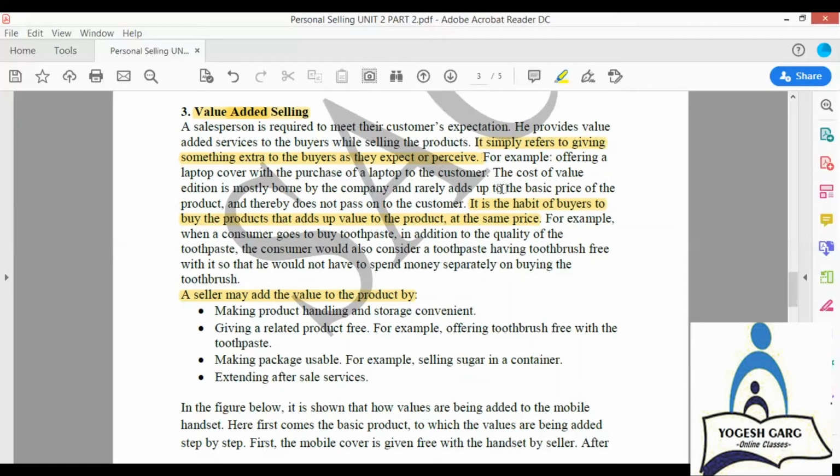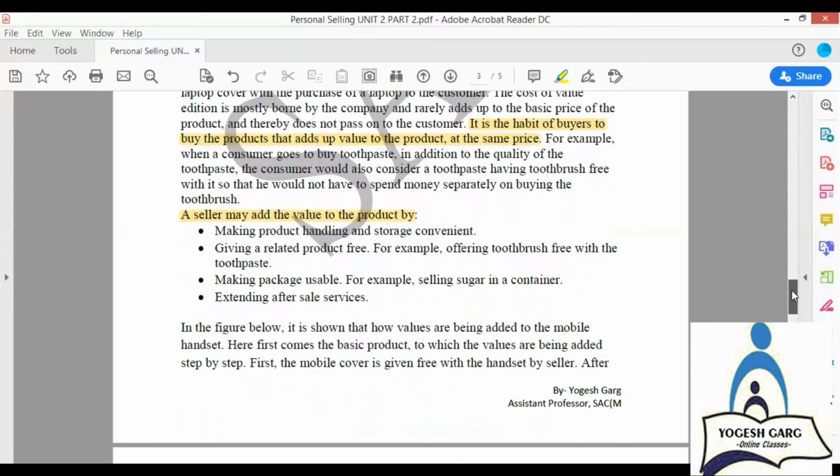Fine. Now, this point is written here: the cost of value addition is mostly borne by the company and rarely adds up to the basic price of the product, and thereby does not pass on to the customer. It is the habit of the buyer to buy the product that adds value at the same price. The same example is given, that you are going to buy a toothpaste and you're getting the toothbrush free. Generally, this point is a little important.